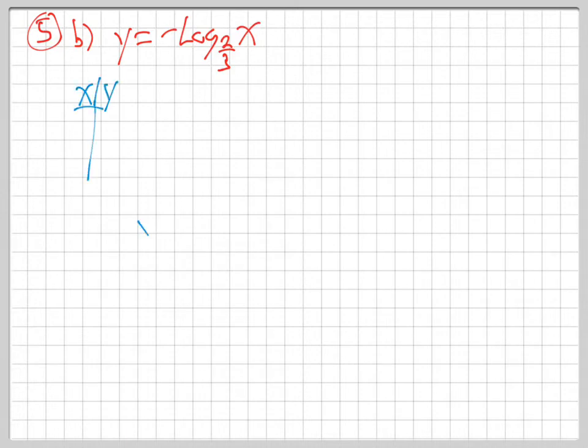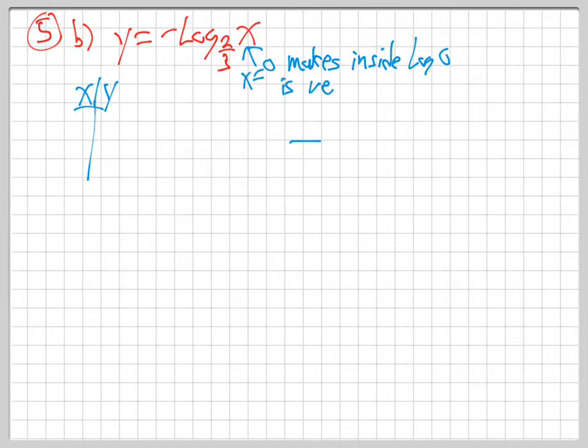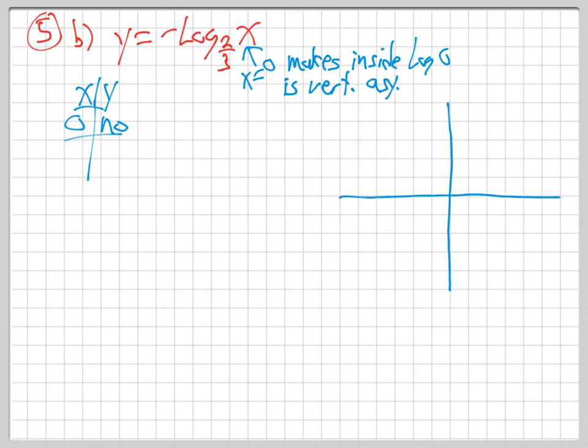XY table. Remember, whatever makes the inside of the log 0, x equals 0, is our vertical asymptote. You could plug it in, but it won't work. It's your vertical asymptote. So we've got that point already, vertical asymptote.